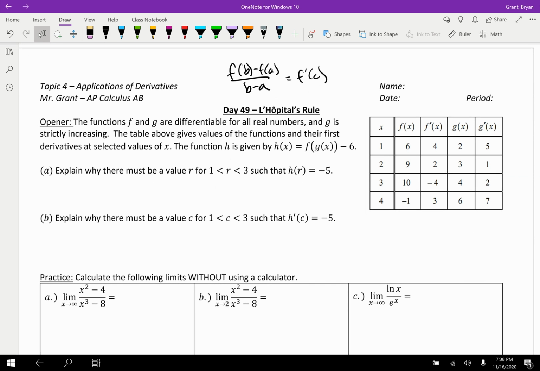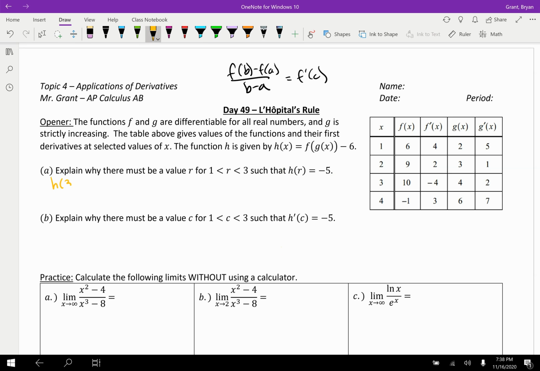All right, let's see how we did here. We've seen this problem several times so far this semester, but it's okay if you don't remember it, because part B we have never seen before. Part A: explain why there must be a value r such that h of r equals this. I'm not seeing any sort of derivative here, or limit here. It's a theorem, and this theorem is asking to guarantee a value. So I'm thinking probably the intermediate value theorem.